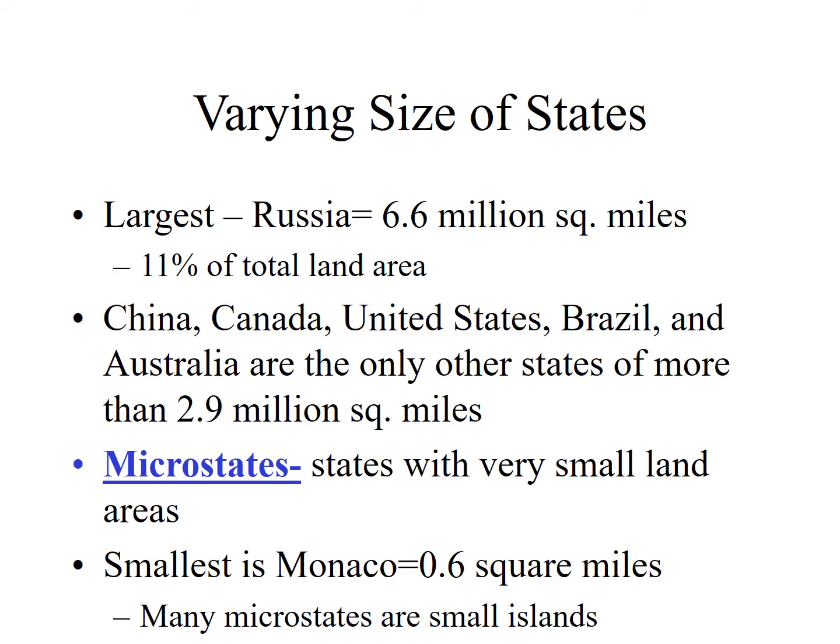Now, the largest country in the world, geographically, is Russia, 6.6 million square miles, 11% of total land area. China, Canada, the United States, Brazil, and Australia are the only states of more than 2.9 million square miles. On the other extreme, we have microstates. The smallest country in the world is Monaco, which is in Europe, 0.6 square miles. The second smallest country is the Vatican City, which is located in Rome, but it is considered a separate entity.